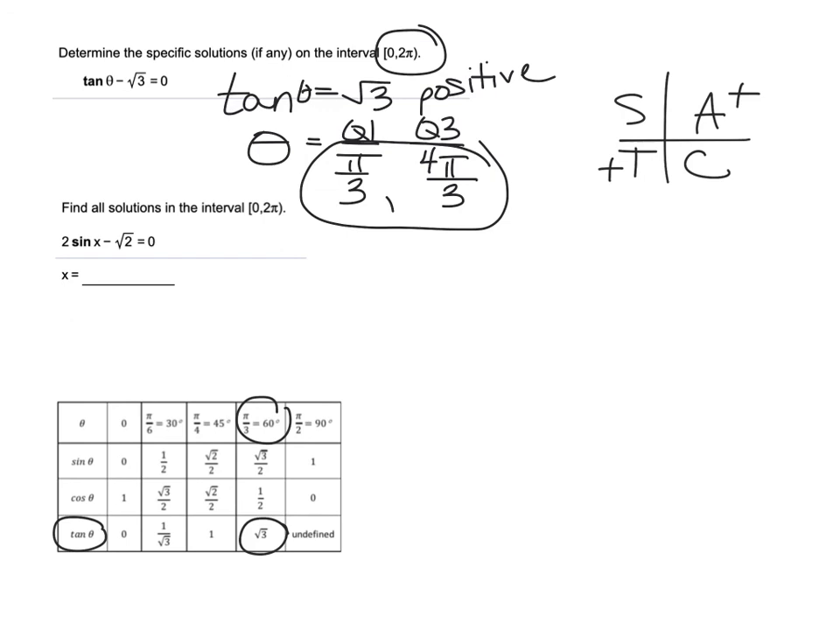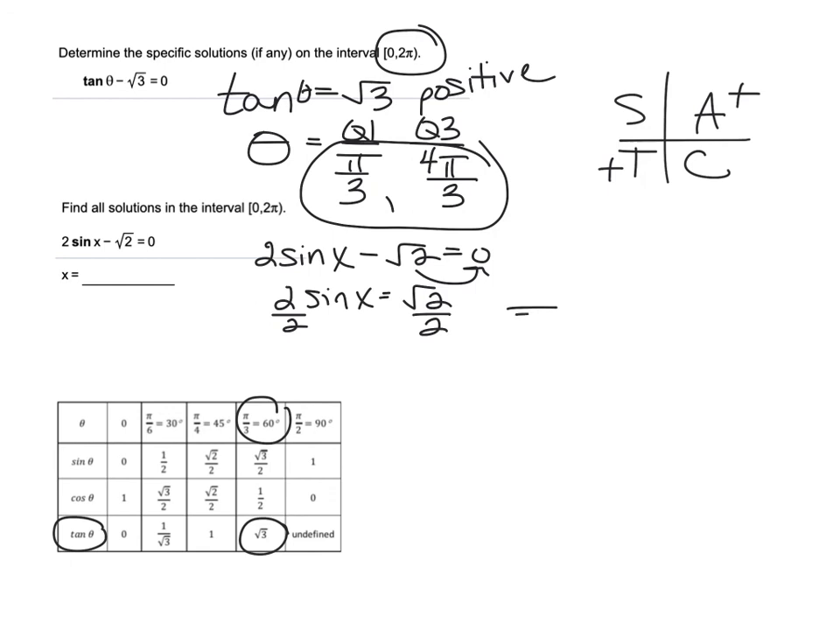Okay, let's look at the next one. Find all the solutions for the following. So let's look. We want to solve this for sine of x, right? So it's just like working an equation. Let's bring square root of 2 to the other side. So we get 2 sine x equals positive square root of 2. And we want sine by itself, so let's divide it by 2. Okay, so let me write it over here with a little more room. These cross out. So the sine of x equals square root of 2 over 2.